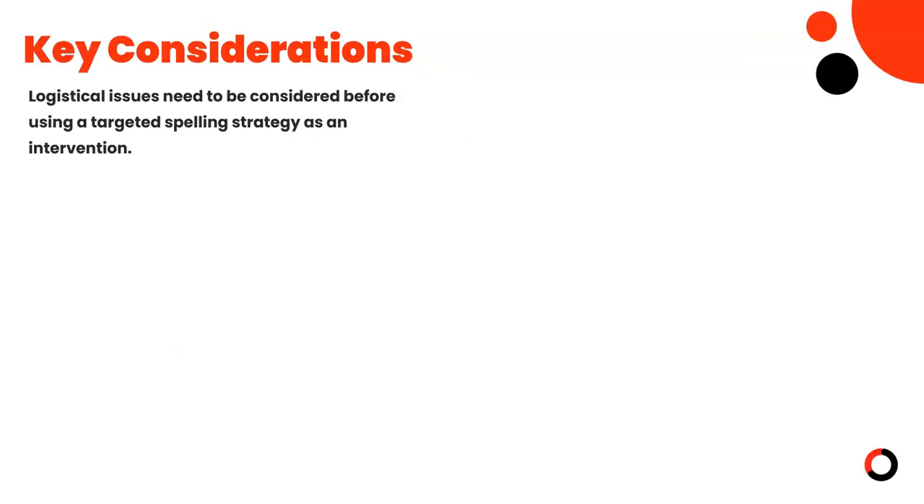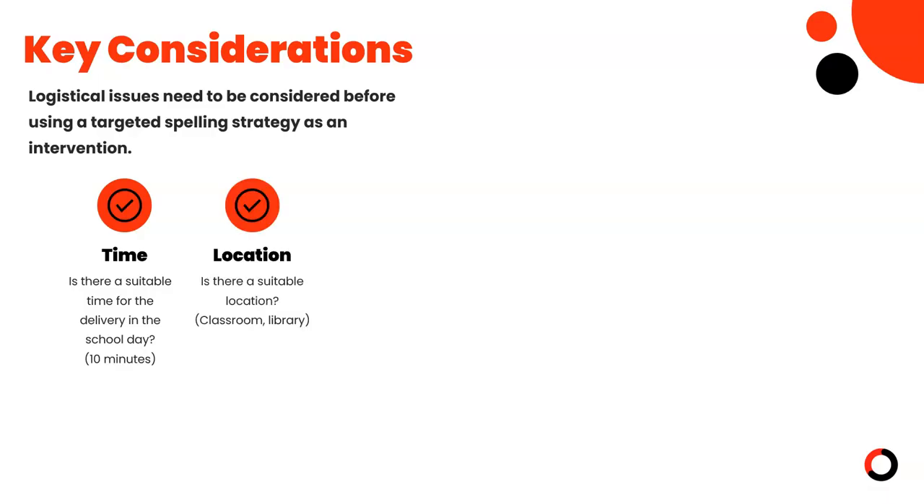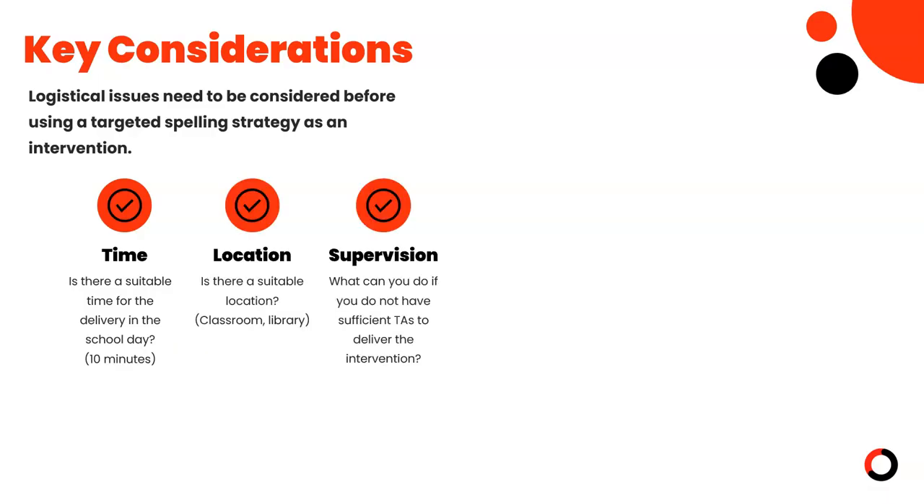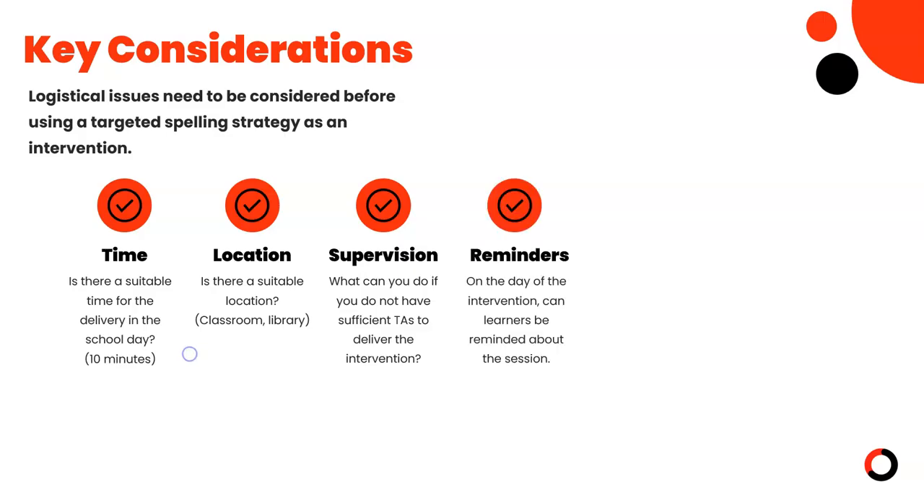So key considerations. Logistical issues need to be considered before using a targeted spelling strategy as an intervention. Is there a suitable time for the delivery in the school day? Is there a suitable location? Supervision. Do you have sufficient TAs to deliver the intervention? Reminders on the day of the intervention.